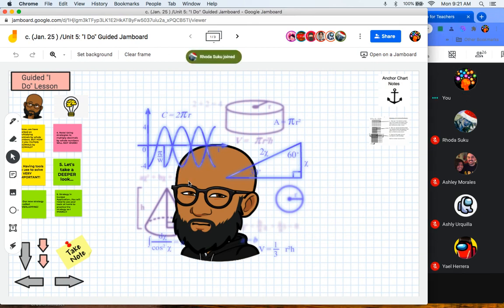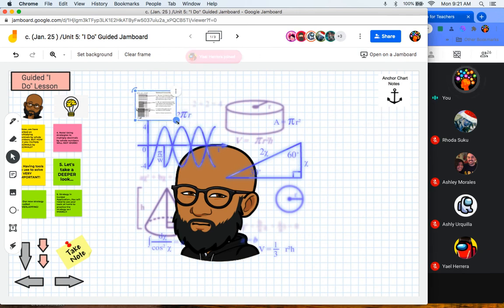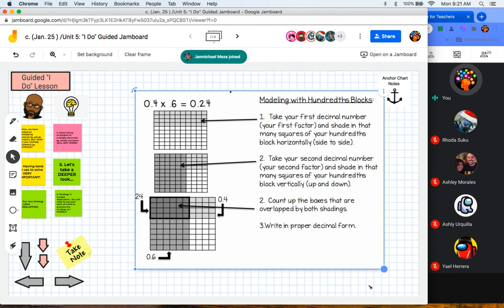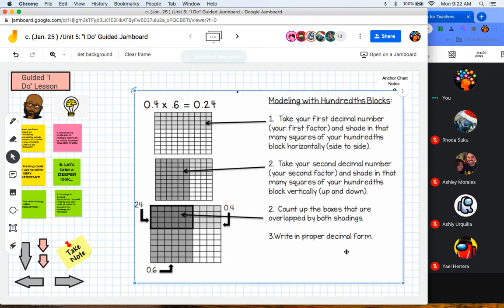All right. So first of all, I'm going to open up my anchor chart so you all can see what we have worked on in our guided lesson.